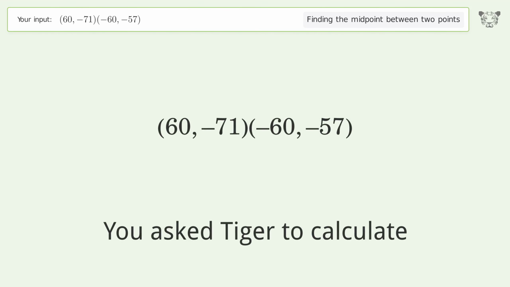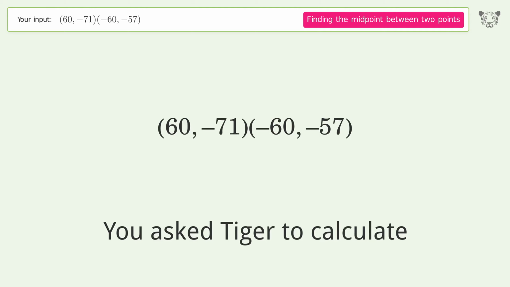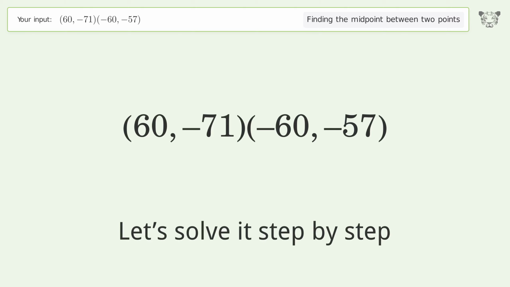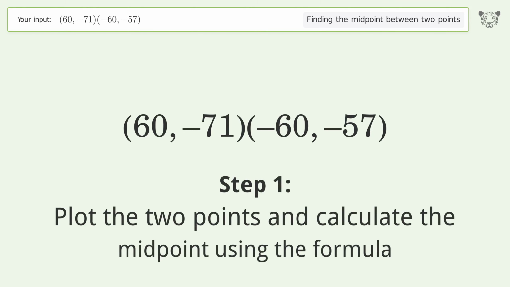You ask Tiger to calculate. This deals with finding the midpoint between 2 points. The midpoint between the 2 points is 0, -64. Let's solve it step by step. Plot the 2 points and calculate the midpoint using the formula.